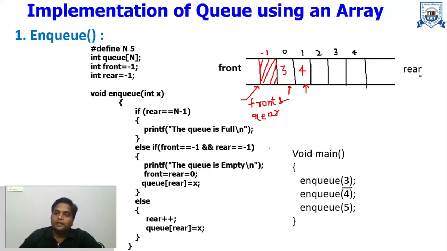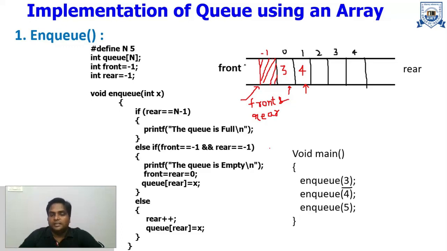Why the value of rear? Because we know that whenever we perform the insertion operation, the insertion is performed from the rear end. That's why we check whether rear is equal to 4 or not. So first of all we check if rear equal to n minus 1. If this condition is true, then the queue is full.